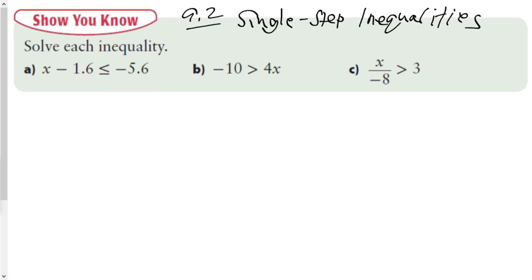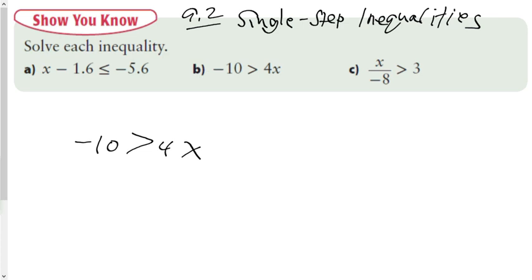In the second example, we have negative 10 is greater than 4x. Like I told you before, read from the side that has a variable, and you can read backwards. So 4 times a number is less than negative 10. There are infinite values x can be, but we have to isolate for what set that is.